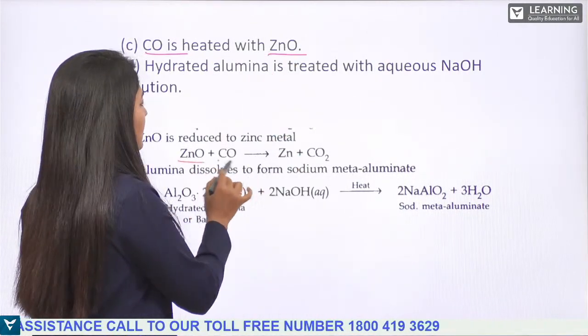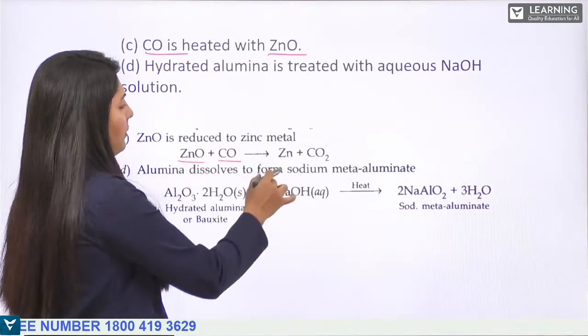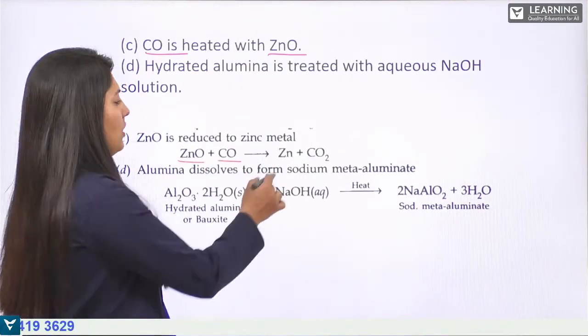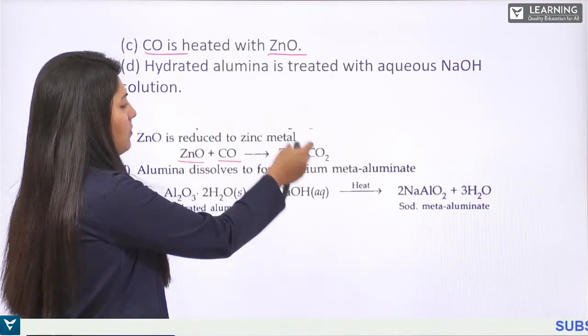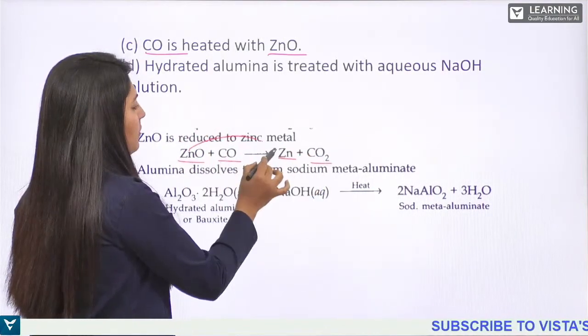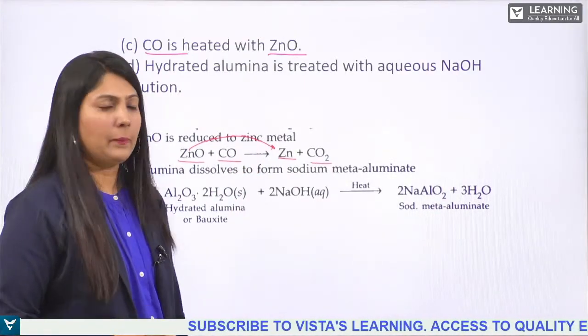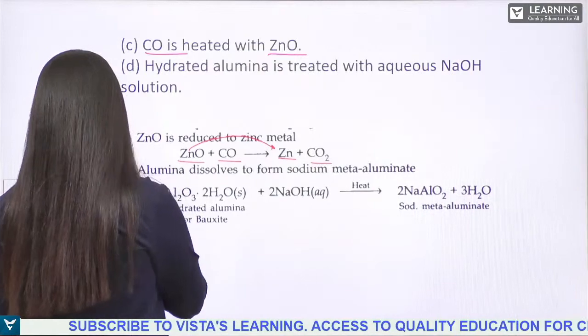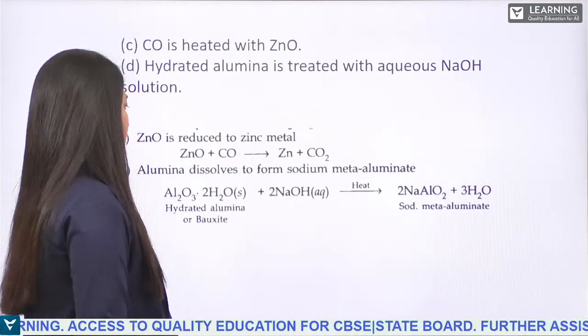When zinc oxide is treated with carbon monoxide, zinc is a metal, right? So what happens? It reduces to zinc. Carbon monoxide takes the oxygen and forms carbon dioxide, and zinc will be given back. So this process will be used in metallurgy to reduce the metallic ore to metal.